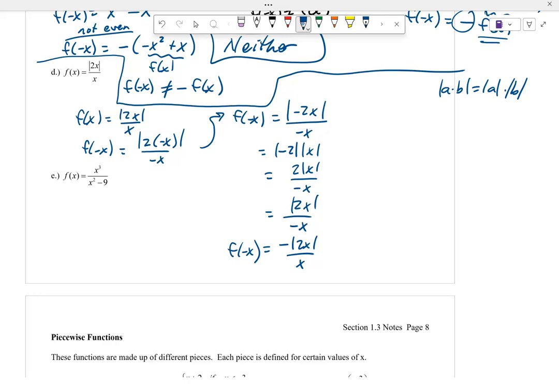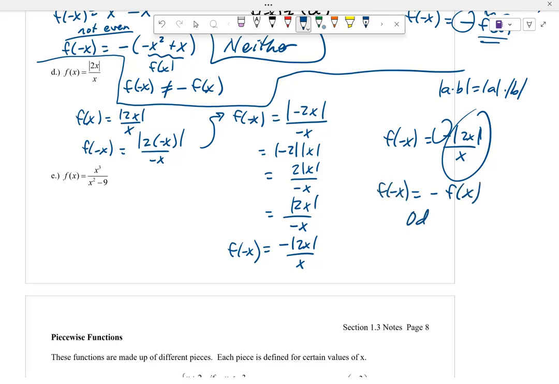Okay, is that the original? No, that's not what I started with, right? That is not the absolute value of 2x over x. It's negative 2x over x. So actually, when I plugged in negative x, it gave me negative f of x. So this is odd.